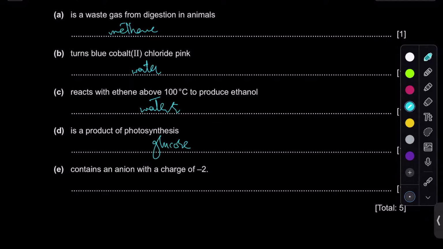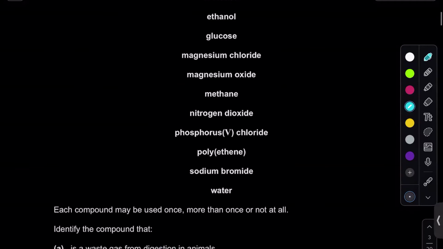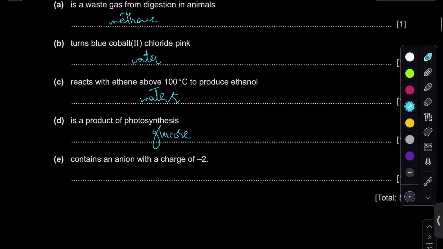And lastly, contains an anion with a charge of -2. It can be many, but remember, they're not asking you for the anion itself. They're asking you for something that has anion. Okay? So we'll pick something with anion with -2. So that should be magnesium oxide, because magnesium oxide has MgO. Mg is +2, so this will be -2. So magnesium oxide.